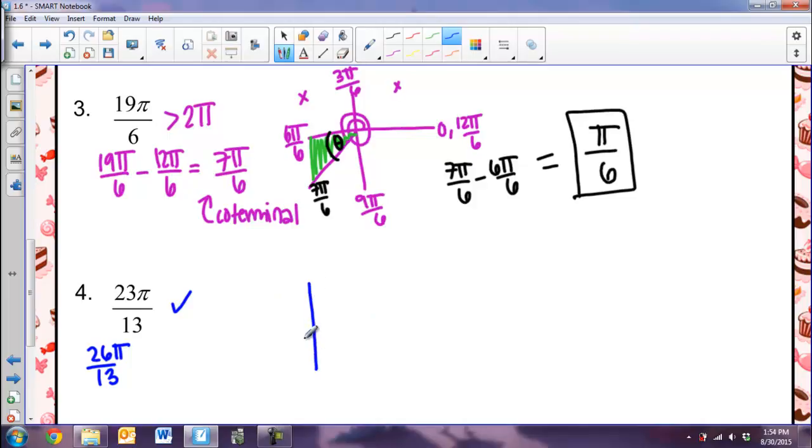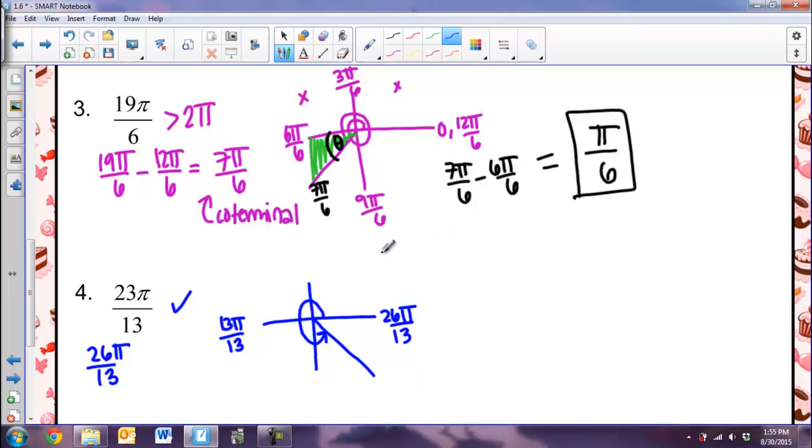Okay, so we can go ahead and say, well, I just said that 2 pi is 26 pi over 13. Again, just times the denominator by 2. Then that means that 1 pi is 13 pi over 13. And you can find that middle one if you would like. So when I look at this, I ask myself, is 23 closer to 13 or to 26? Closer to 26, so that means this guy is over here. And again, we went around this direction to figure out that angle.